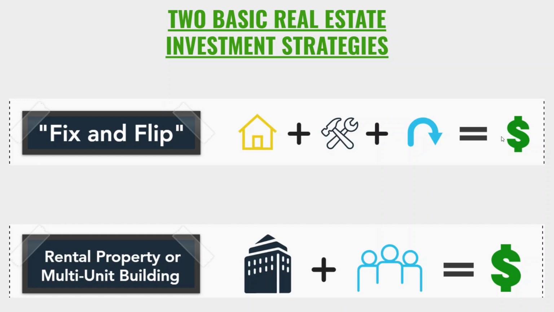For fix and flips, you can make a pretty good profit in a relatively short period of time. A typical project from the time you buy the property to the time you sell the property takes about 4 to 12 months, depending on the scope of work and the demand in the marketplace.